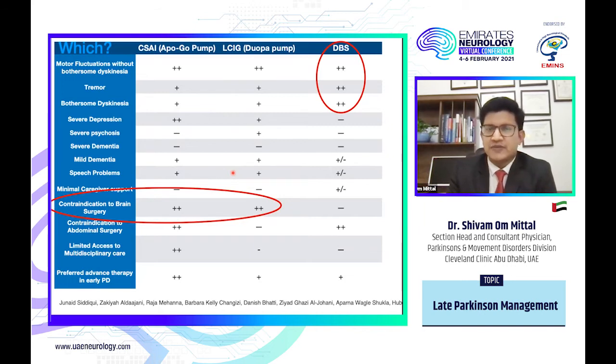If the patient has history of abdominal surgery, has contraindications to abdominal surgery, we don't have Duopa pump as an option. You go with the Apogo pump. If the patient has very bothersome dyskinesias to dopamine therapy, we know that Duopa pump will not work. DBS is the best option, or maybe we can try apomorphine pump as well.